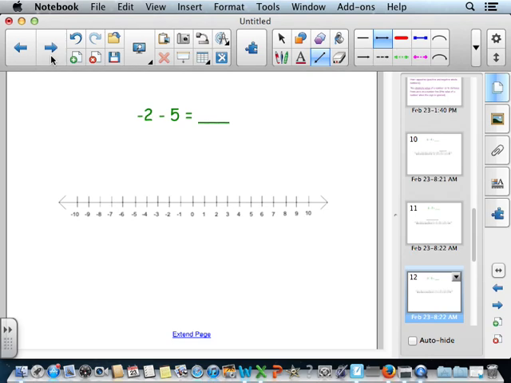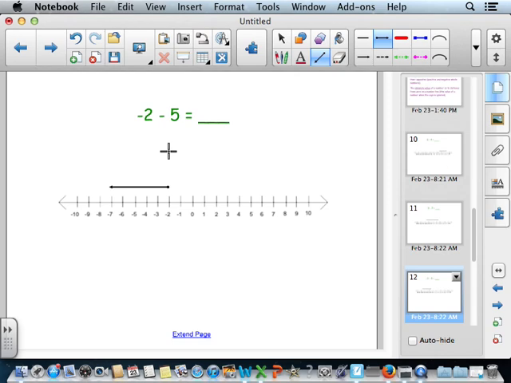Here I have negative 2 minus 5. My expression starts with negative 2, so on the number line I will start with negative 2. Because I'm subtracting 5, I will move to the left 5 spaces, and when I do, 1, 2, 3, 4, 5, I will end up at negative 7. So negative 2 minus 5 is negative 7.